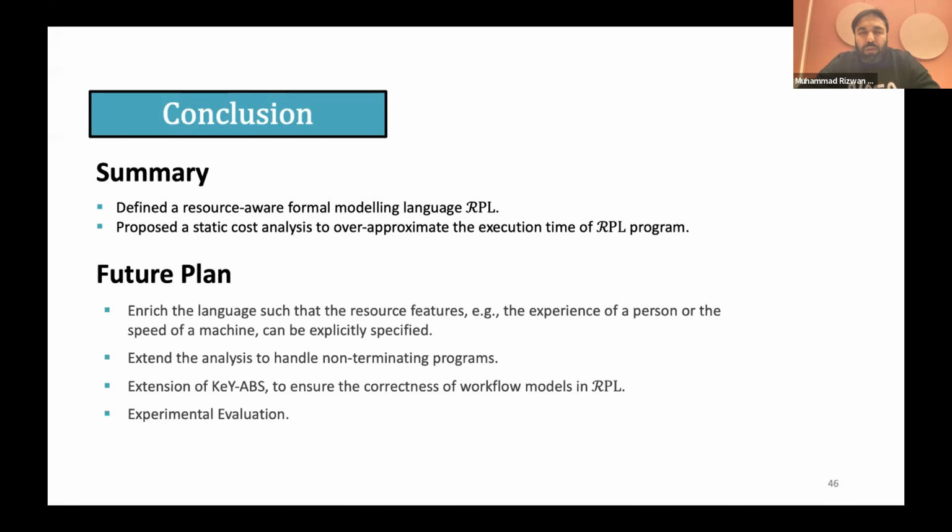For example, in our language, for resources, we only have a number of resources. So we are enriching our language in a sense that some resource features like the experience of a person or the speed of a machine can be explicitly specified. And this can be useful in decision making, that if some resource is missing, then we can decide who should take control, who should work instead of this resource. So all these kinds of decision making will be based on some resource features.